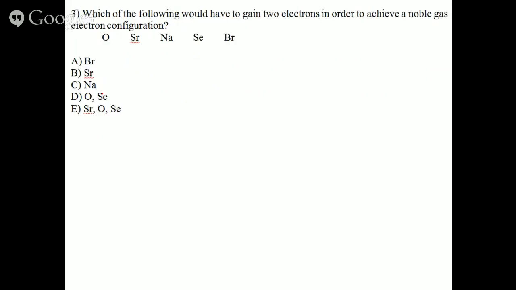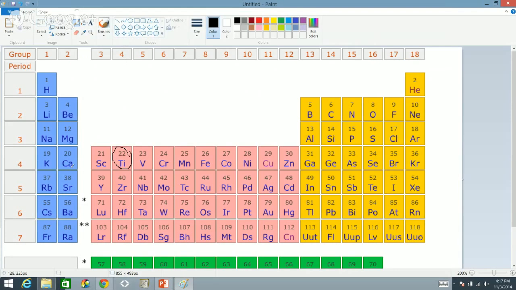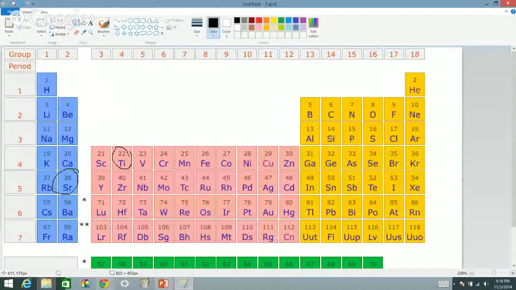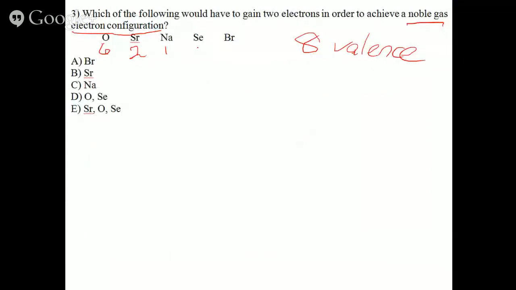Question 3, which of the following would have to gain 2 electrons in order to achieve a noble gas electron configuration, right? So we're talking about 8 valence electrons, right? So if we take a look, oxygen has 6. Strontium, where's that at? Strontium's over here. So it has 2. Sodium has 1. Se, where is that one at? Se, selenium, has 6 valence electrons.